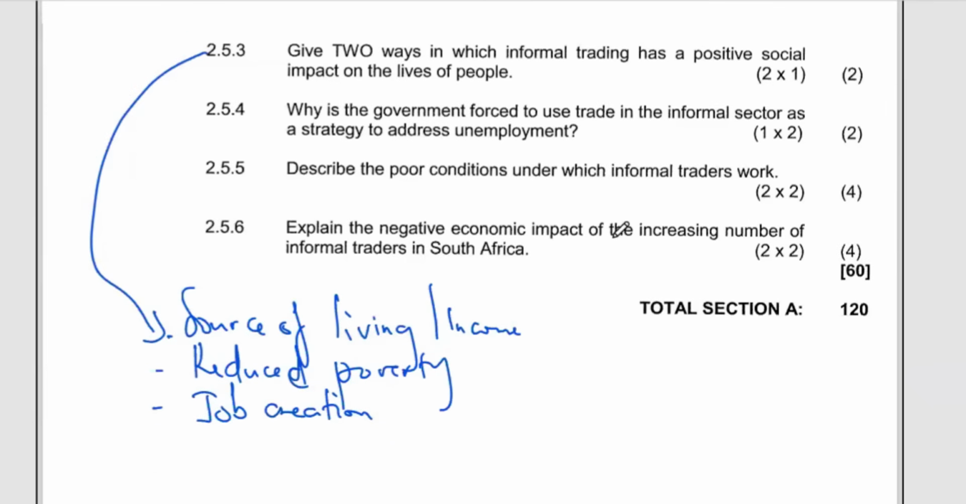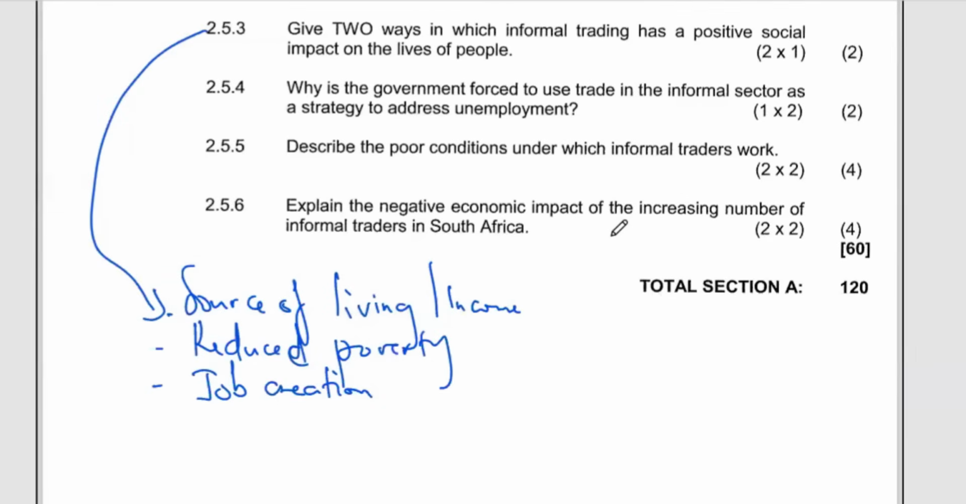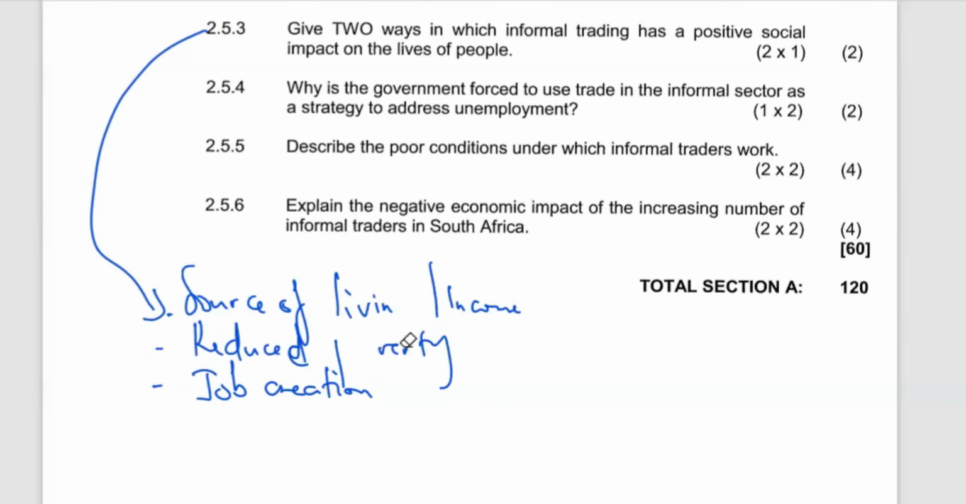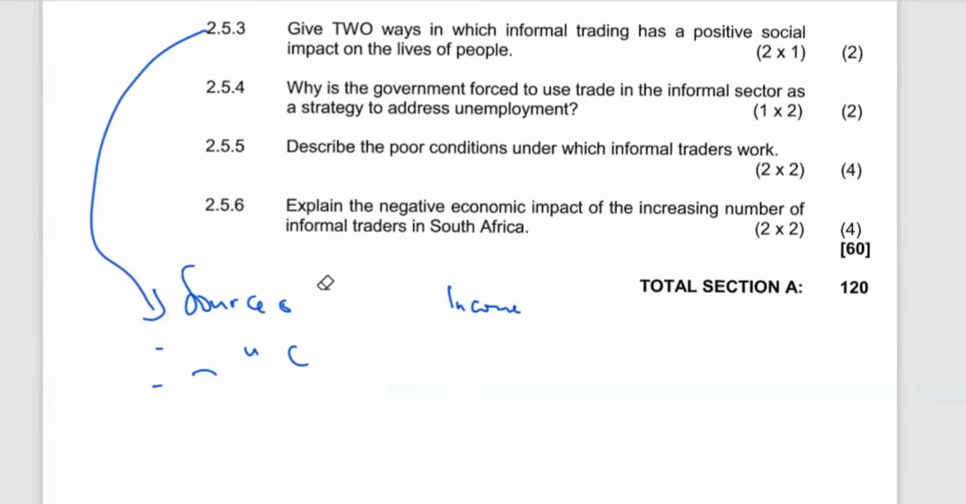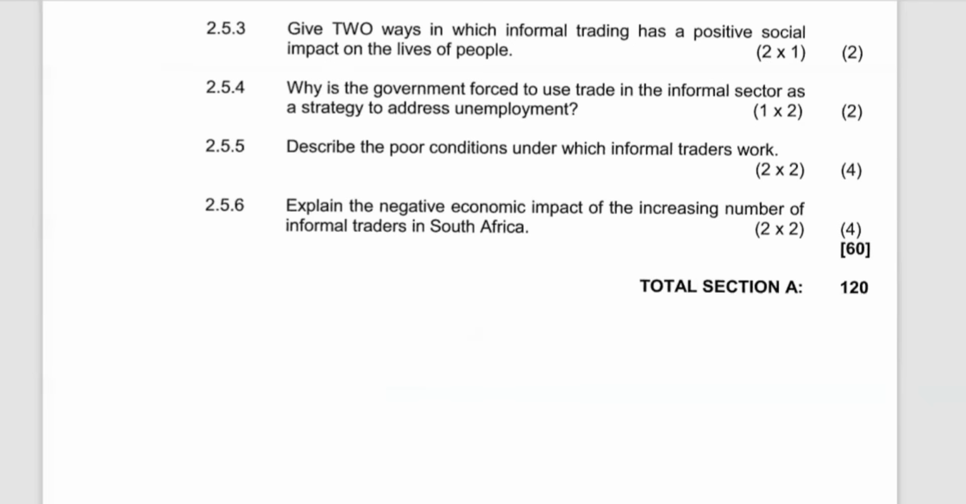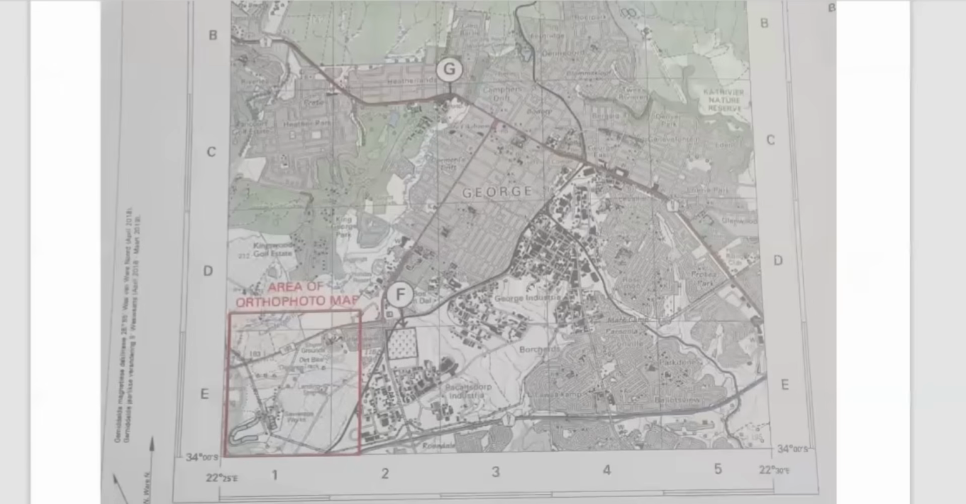Then 2.5.4. Why is the government forced to use trade in the informal sector as a strategy to address unemployment? Right, when the government is accounting for unemployment figures, they consider people who are self-employed as part of the employed people. Why are they doing that? Why are they treating people who are self-employed and who are not formally registered as part of the people who are employed in the economy?